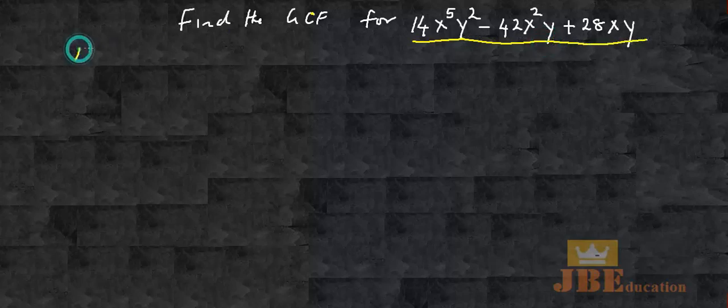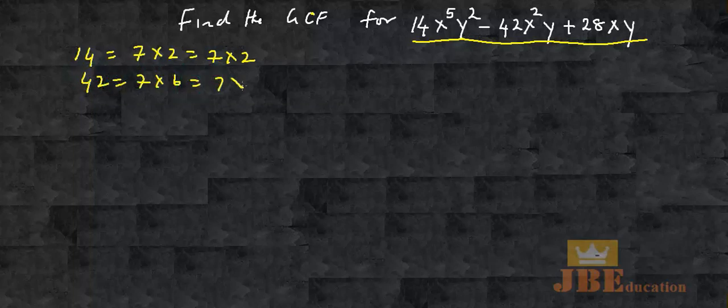So as usual, we would start off by rewriting the quantity 14 in terms of its prime factors. 7 times 2 is going to be 14. I've got nothing else to reduce this, so it's going to be just 7 times 2. 42, I can write as 7 times 6, which can be rewritten as 7 times 2 times 3. And 28, I can rewrite as 7 times 4. Rewriting it, I would get 7 times 2 times 2.